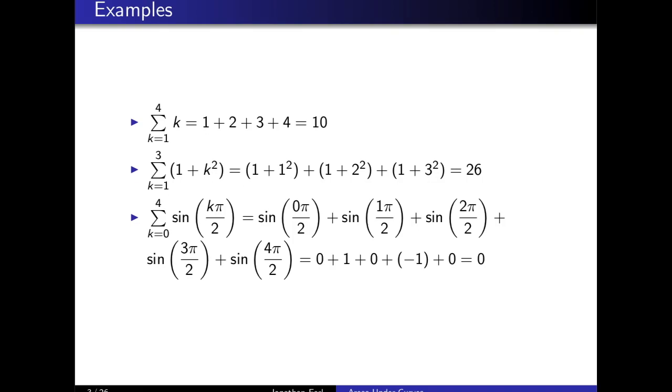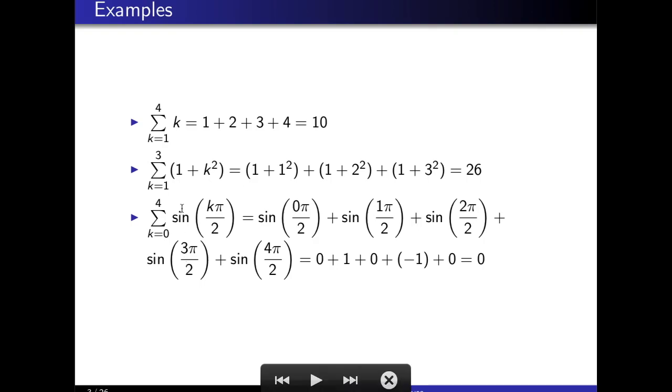But what this also allows us to do is add up very related things. In this case, maybe we want to add up the numbers 1, 2, 3, 4. We could do that by saying it's the sum from k equals 1 to 4 of k. So we're going to add up k equals 1, k equals 2, k equals 3, k equals 4, and when we do that we get 10. Or we could take the function 1 plus k squared and have a sum going from k equals 1 to 3. So we're going to take 1 plus k squared when k is 1, then add to that 1 plus k squared when k is 2, then add to that 1 plus k squared when k is 3. We add all that up, we get 26.